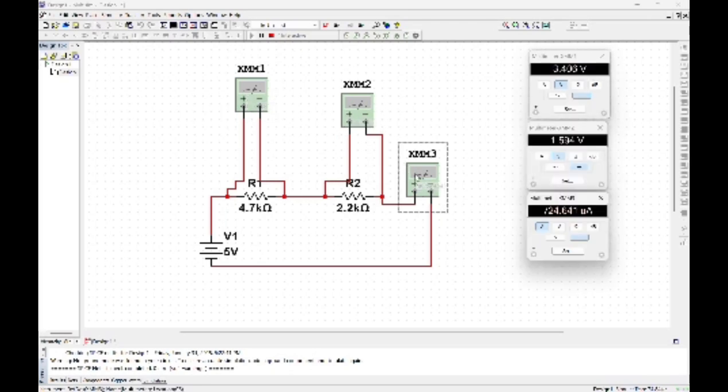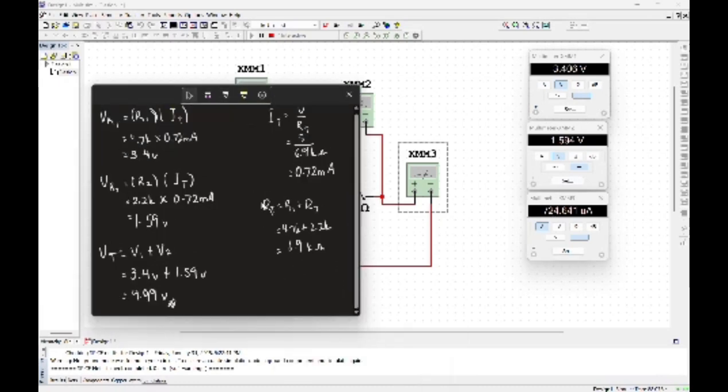For R1 we will have 3.4 volt, and for R2 1.5 volt, and for the current is 0.72 milliamp. And this is for the calculation for R1 and R2. For V total it is around 5 volt, I total is 0.72, and R total is 6.9 kilo ohm.